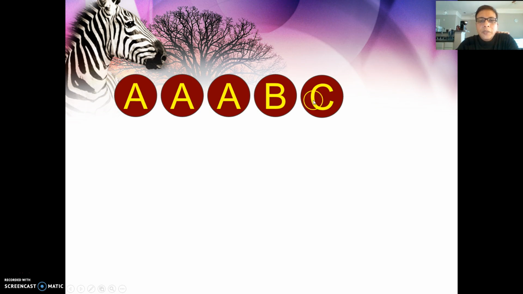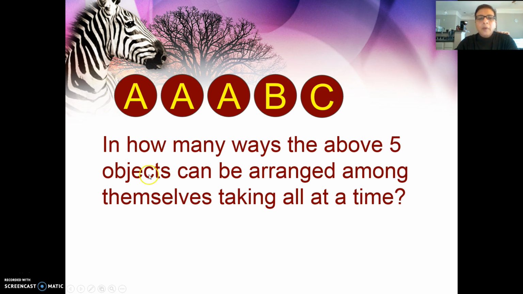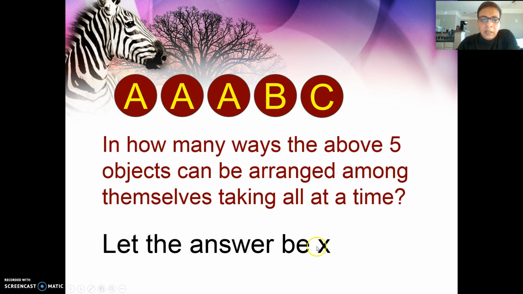Suppose there are 5 objects where 3 objects are identical. In how many ways can the above 5 objects be arranged among themselves taking all at a time? We are arranging them taking all at a time, but 3 of them are the same. Let the answer be X.